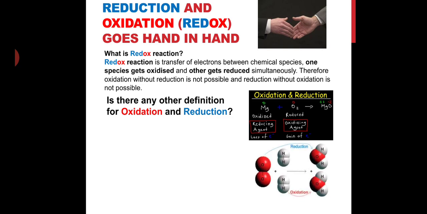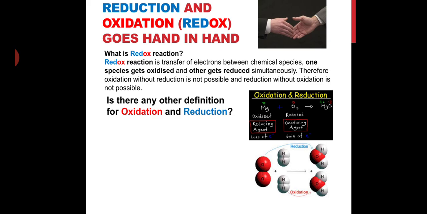In another situation, hydrogen reacts with oxygen to give two molecules of water. So, during this process, oxygen is getting reduced as it is accepting hydrogen, and hydrogen is getting oxidized as it adds to oxygen. Therefore, oxidation is addition of oxygen and removal of hydrogen, and reduction is addition of hydrogen and removal of oxygen.